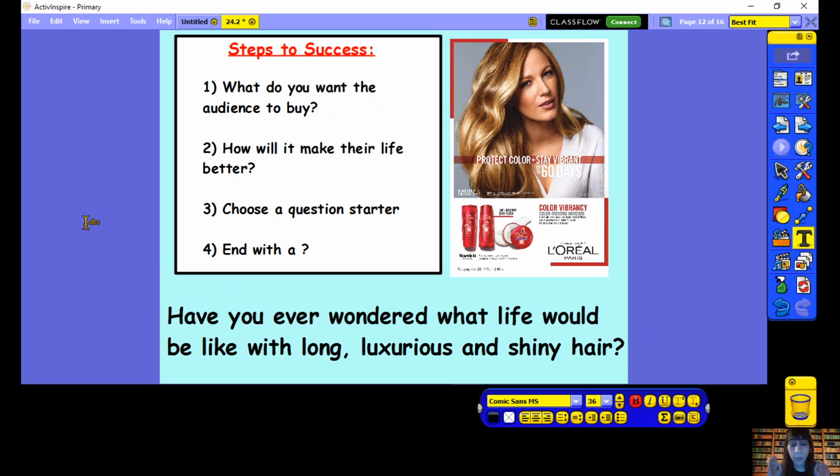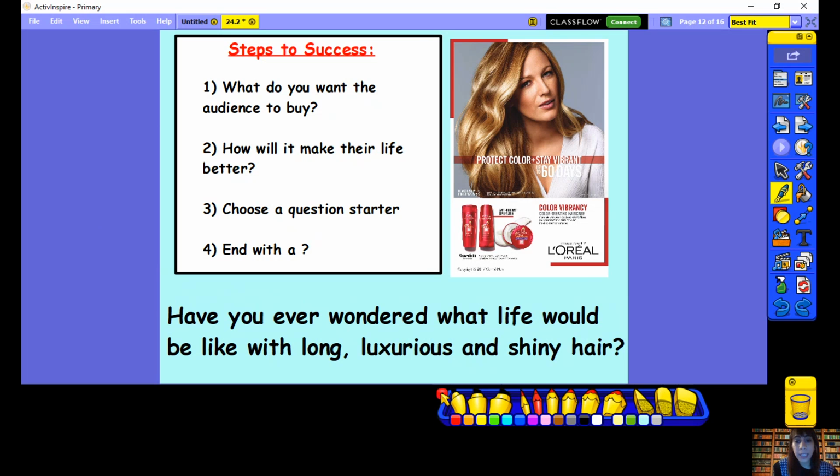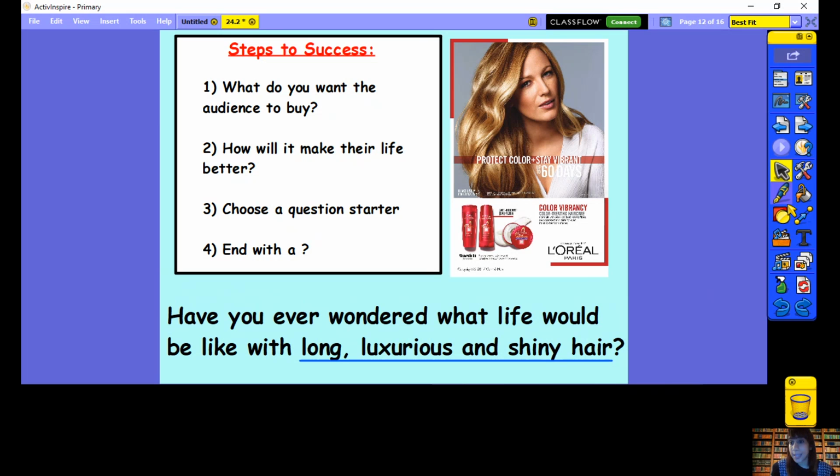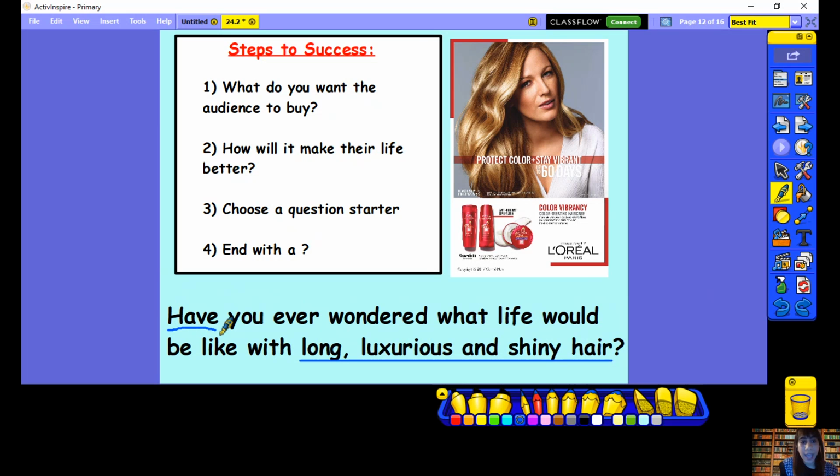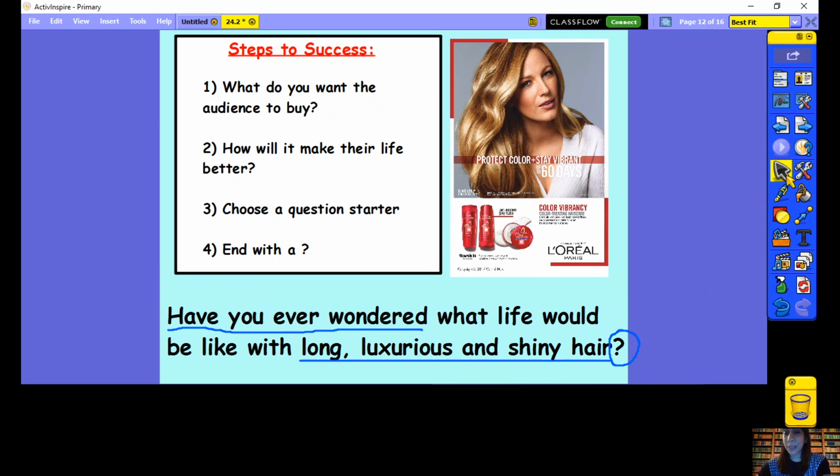So let's see if I have got everything in there. What do I want the audience to buy? Well, I already thought about the shampoo. How is it going to make their life better? I've made them think about long, luxurious and shiny hair. Did I use a question starter? Yes, I did. I've got, have you ever wondered? And then I ended with a question mark. Because now, if somebody was to read this advertisement, I want them thinking, oh, I wonder what life would be like if I had really long, nice hair. Okay, so that was my one.